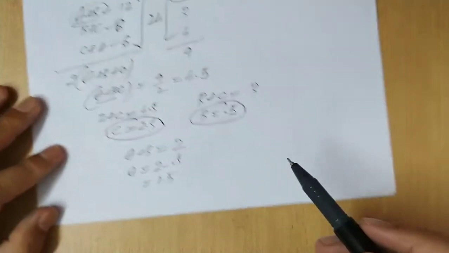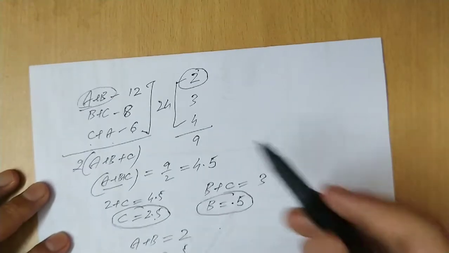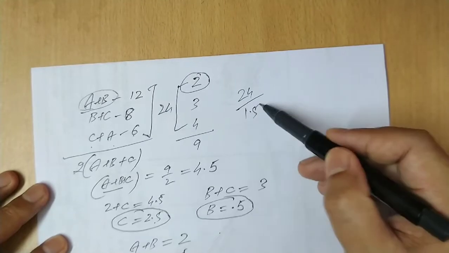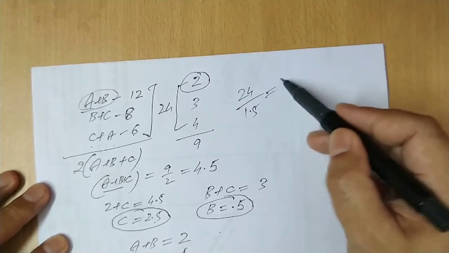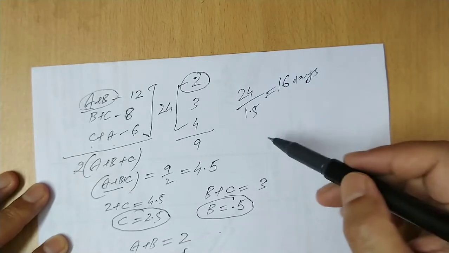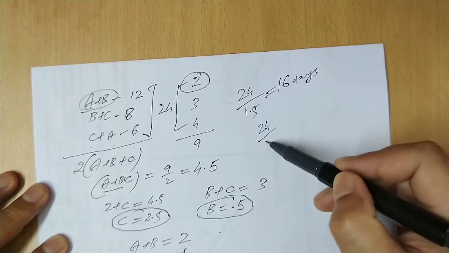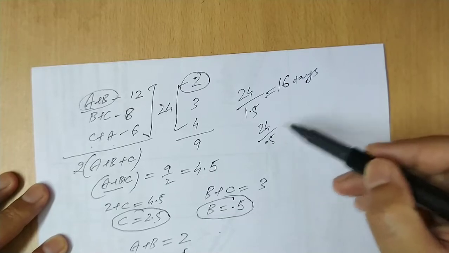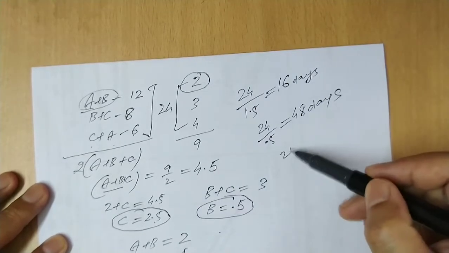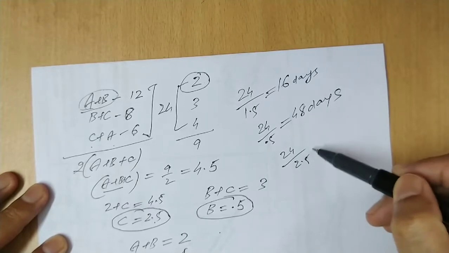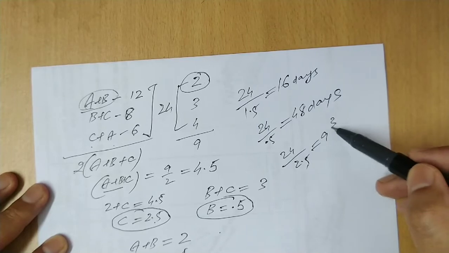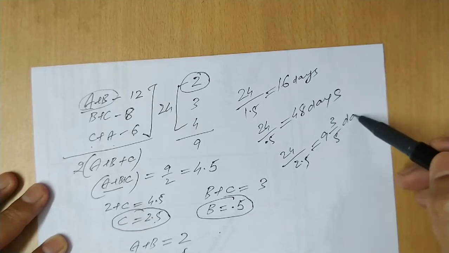So our total work is 24. 24 divided by 1.5, we will get 16 days required by A. 24 divided by 0.5, we get 48 days required by B if he works alone. And 24 divided by 2.5, which is 9 and 3 by 5 days, required by C if C works alone.